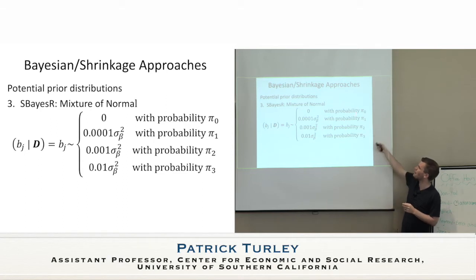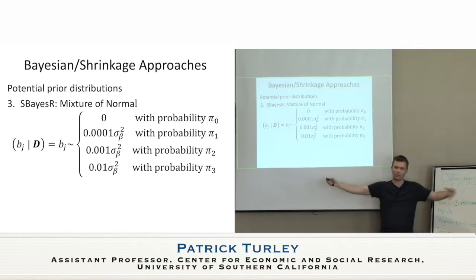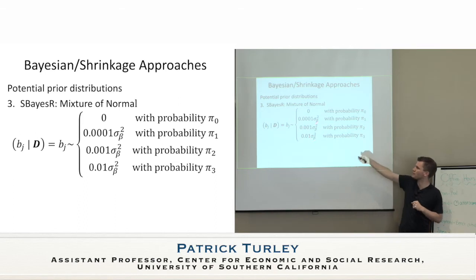And so you do need to pick these probabilities, how much weight is being put on each of these components. And then you also need to pick how spread out this is in general. So heritability will kind of determine what these sigmas are.